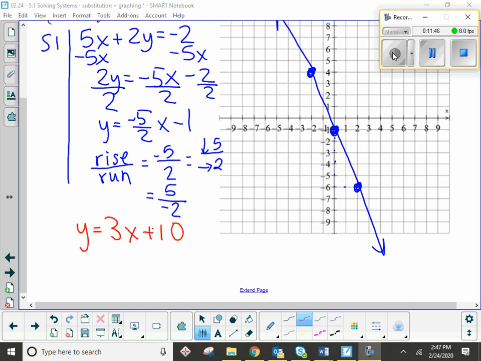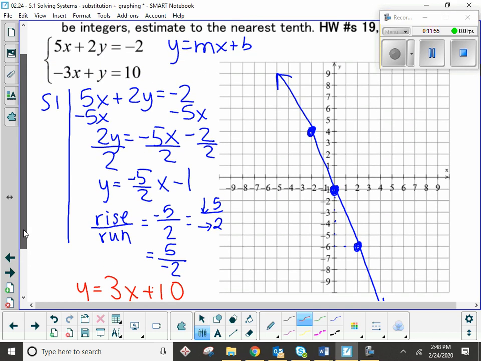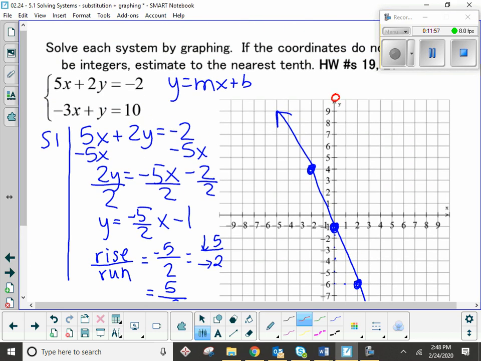So we have this. The 10 is the thing you want to handle first. It's your y-intercept. Now, it kind of goes off the graph, but that's okay. We can handle that. So there's my 10, and then the slope is 3.